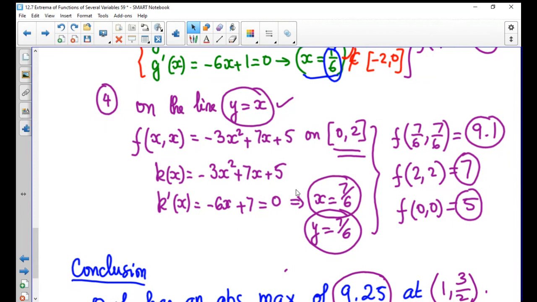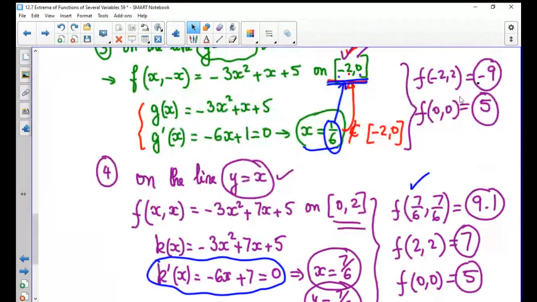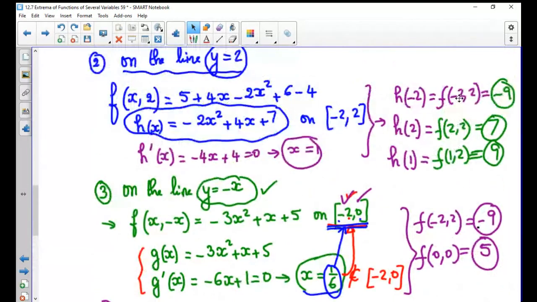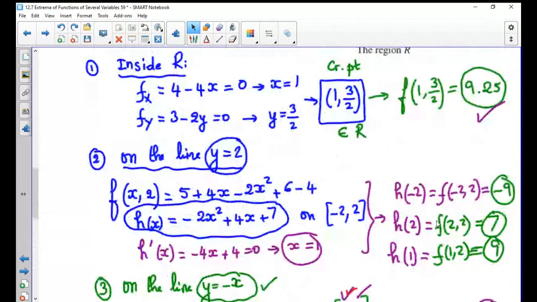This is what you do always. For the intervals, look at the points at the end of the line, like 2, 2 and 0, 0, and add any point which you found from the equation, the derivative equal to 0. Sometimes you may not have anything, just the end points. Sometimes you need to have the points.